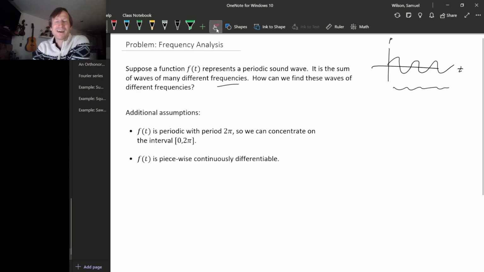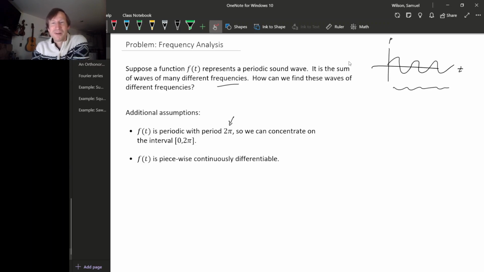That might seem like a pretty severe restriction at first, but no matter what the period of this wave function is, we could rescale it so that its period is 2 pi. We could do our analysis and then scale everything back. So in practice, this actually isn't a real problem. We're doing this just so that we can concentrate on the interval from 0 to 2 pi.